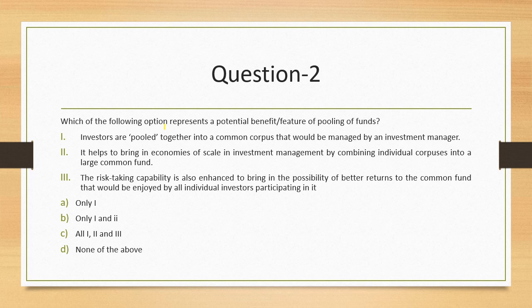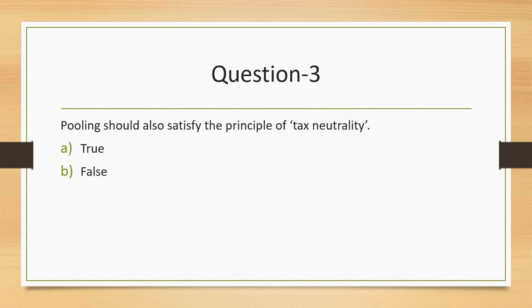It helps to bring in economies of scale in investment management by combining individual corpuses into a large common fund. Well, that's also true. The risk-taking capability is also enhanced to bring in the possibility of better returns to common fund that would be enjoyed by all individual investors participating in it. So if you see technically and conceptually also, this option, the second option and the third option, all are the features or the benefits. So the answer would be 1, 2 and 3. So all three are basically correct feature or benefits here. Let us move to question 3.